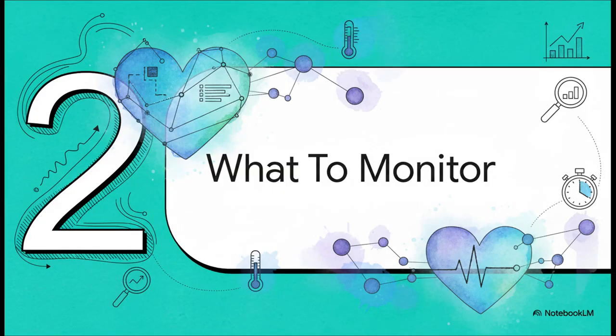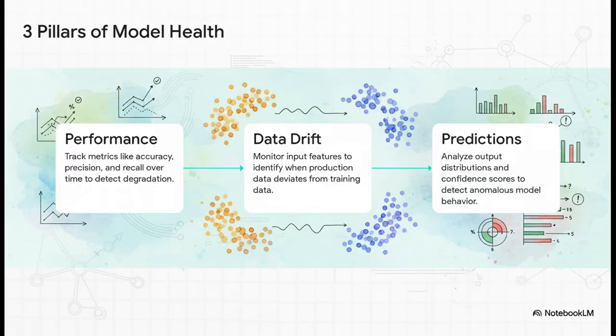So if it's so different, what exactly are we supposed to be keeping an eye on? Let's break down the vital signs of a truly healthy AI model. It really all boils down to these three core pillars. First, you've got your classic performance metrics, things like accuracy, precision, and recall. Are those numbers starting to dip over time? Second, and this one is huge, is data drift detection. Is the new data your model is seeing in the wild different from the clean data it was trained on? And third, prediction monitoring. Are the model's outputs, its answers, and its confidence levels starting to behave in weird or unexpected ways?